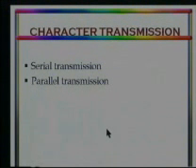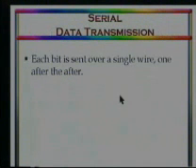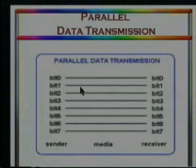Now the other one is parallel transmission. In serial transmission, each bit is sent over a single wire, one after another. But what happens in parallel transmission? Say, first I am transmitting bit 0, then bit 1, bit 2, bit 3. If we are transmitting one after another, it is called serial transmission. But if I am transmitting one character in one go, then this is called parallel transmission.